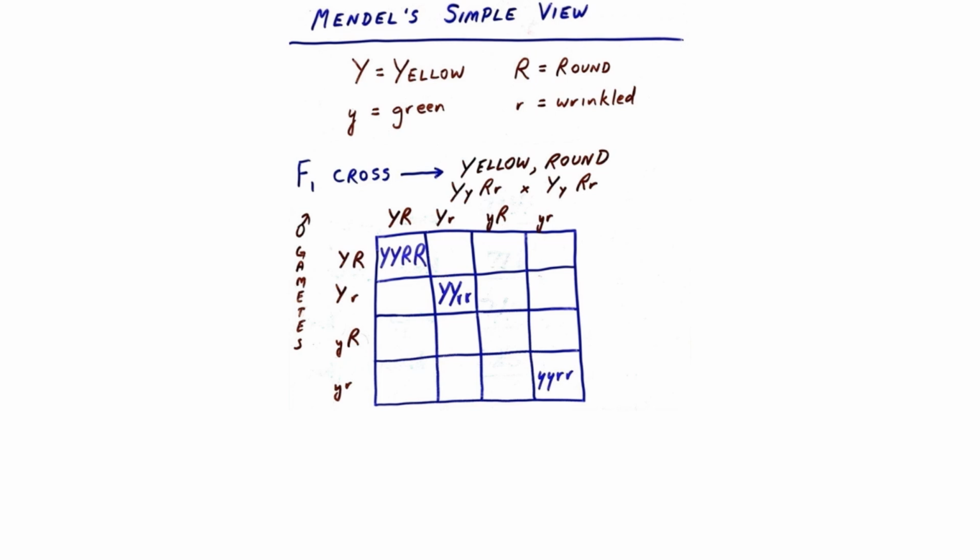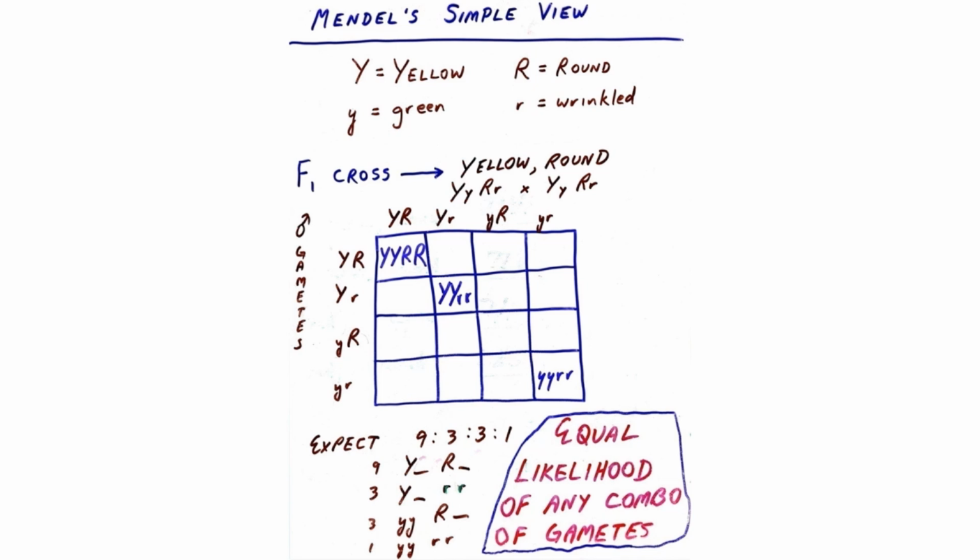When you come up with all the 16 different combinations and you look at, all right, if it has either homozygous dominant or heterozygous, it's still going to be dominant for the trait. We see that we expect 9 out of the 16 would show the dominant phenotype for both traits. 3 out of 16 would show the dominant for one, recessive for the other. 3 out of 16 would show the recessive and the dominant. And 1 out of 16 would show the recessive for both.